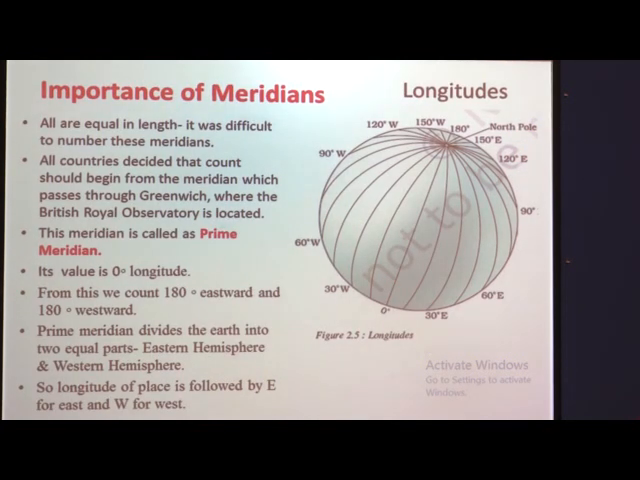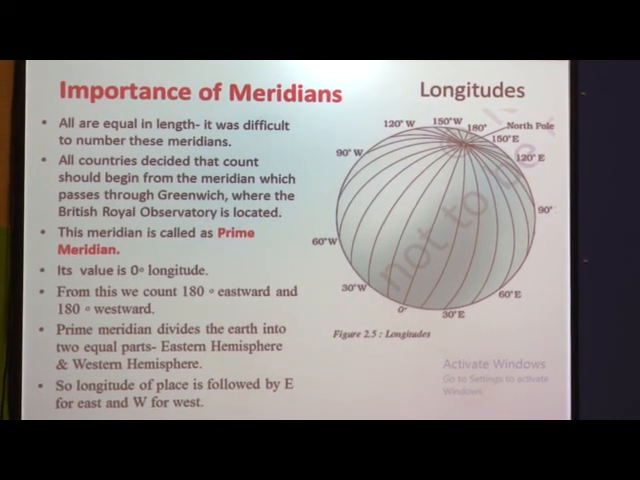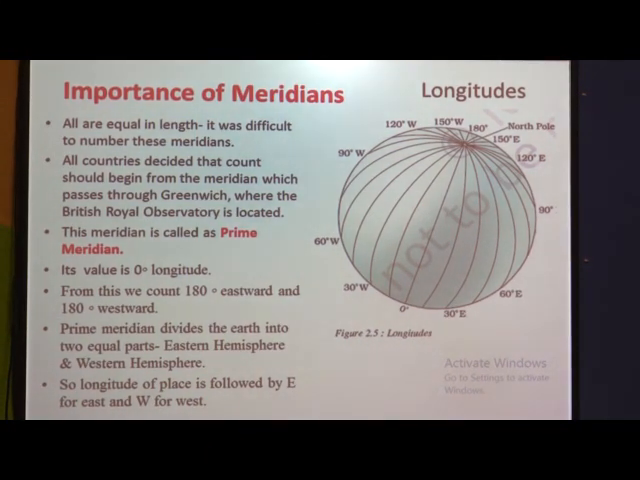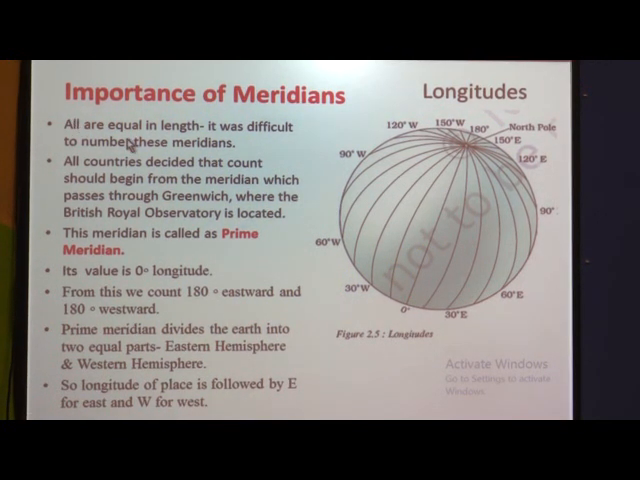Now we will see the importance of meridians. Why are these meridians important, children? Why should meridians be there on the globe? As all are equal in length, see this, they are equal in length, it was difficult to number the meridians. It became a problem how to number these meridians.